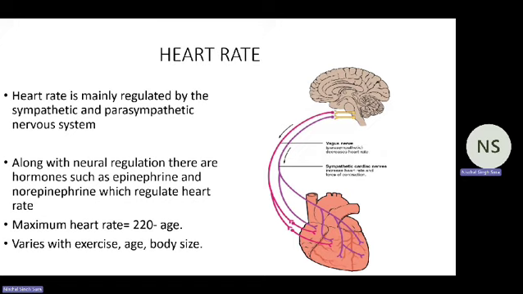There's also a concept of maximum heart rate. It is the maximum amount of times that the heart could beat, and above that, it would actually be dangerous to the body. And we use the formula 220 minus age of the person to calculate the maximum heart rate of a person. And even heart rate, it varies a lot with exercise, age, body size, and other factors as well.